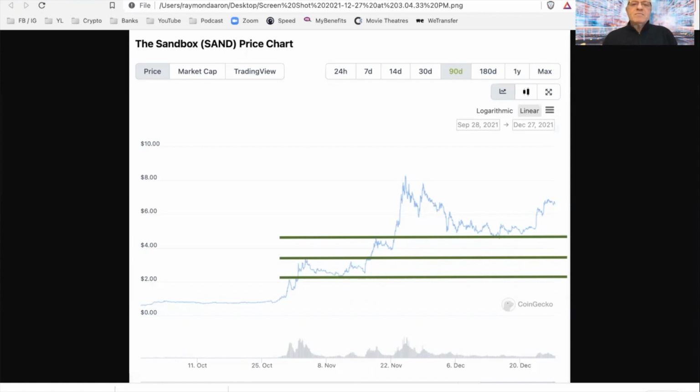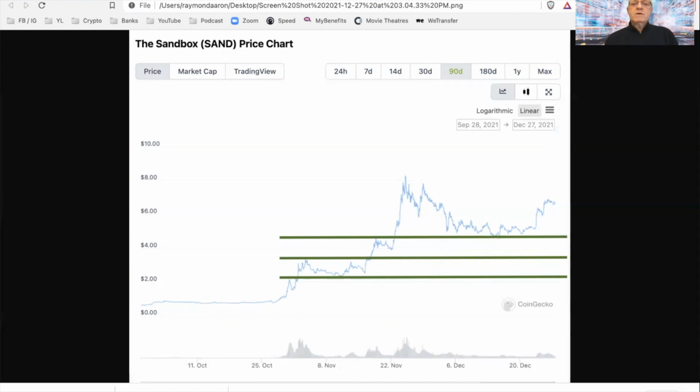Now let's look at the middle green line. You can see that Sandbox shot up to about $3.60 and went down, and then went up to almost $3.60 and went down, and then went up to $3.60 and just stayed there for a while and then broke through.